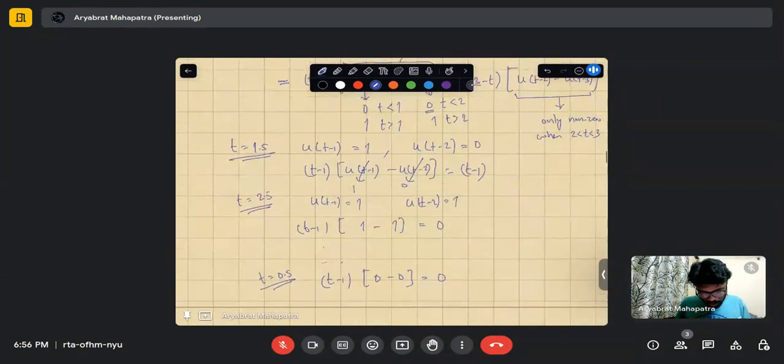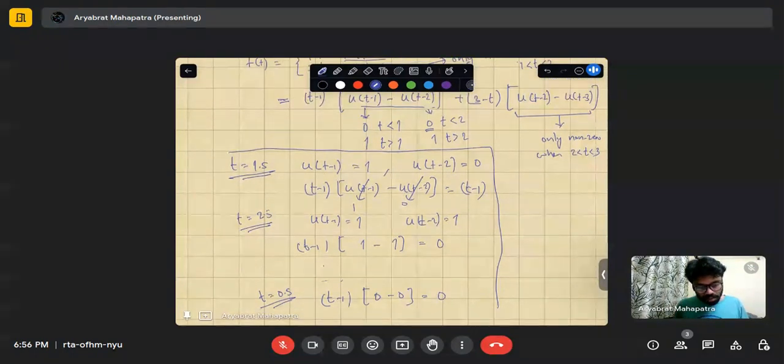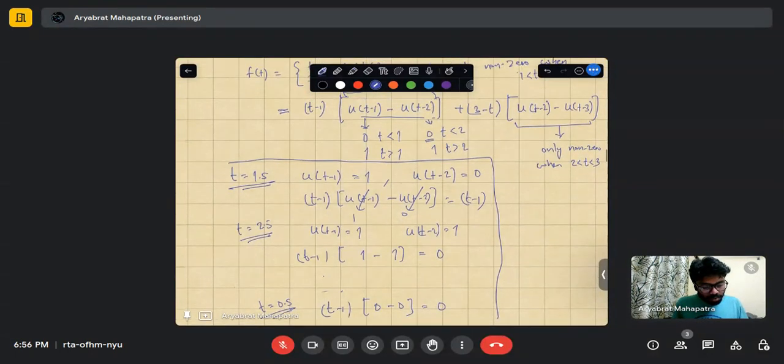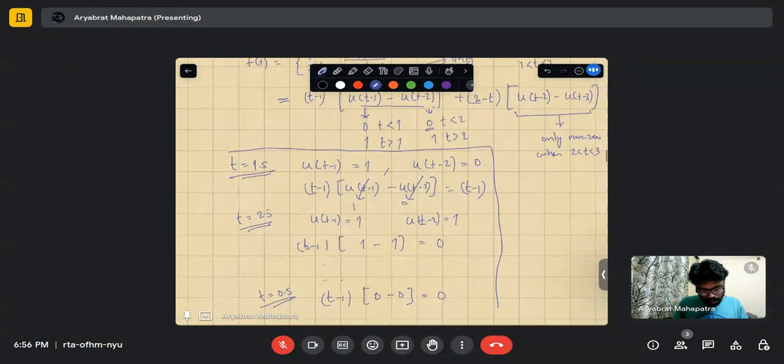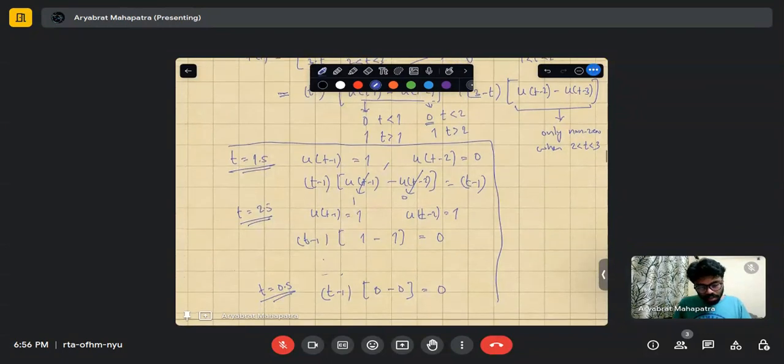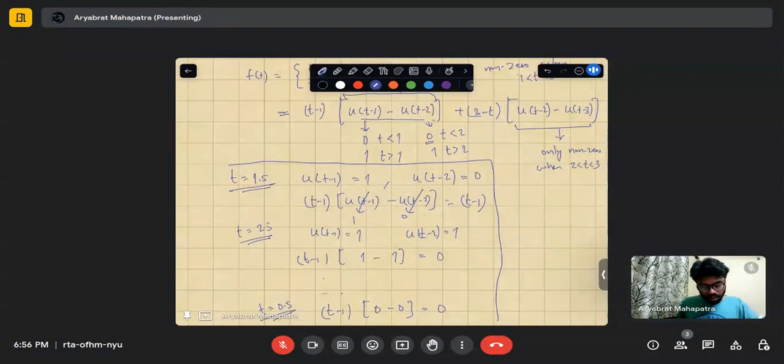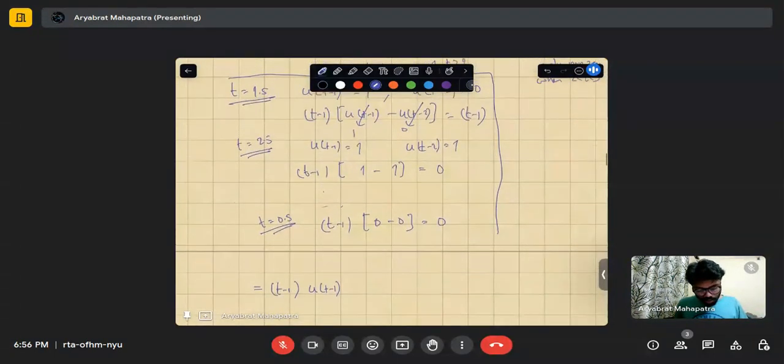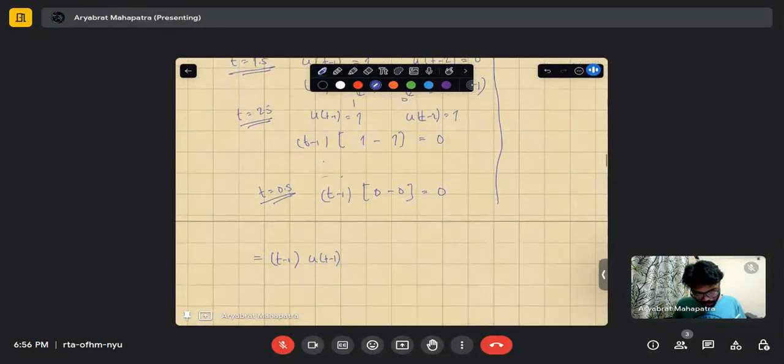Again, you can do this similar analysis just like how I did here. You will see that this will go to 0 when your t is less than 2 and also when t is greater than 3. So only when t lies between 2 and 3, this will be basically 1, or it is non-zero. Then you can only have contribution from this. So that is very useful when you use this kind of step functions.